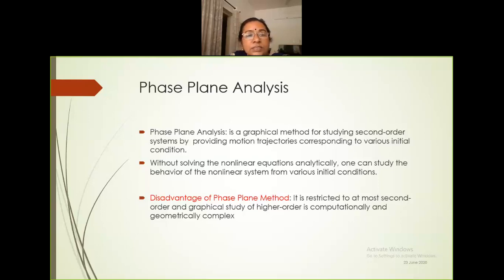The only disadvantage of the phase plane method is that it is restricted to at most second order systems. Suppose you want to analyze a higher order system, you need to approximate it to a second order system. Then only can you apply phase plane analysis. So that is the main disadvantage. Why is it a major disadvantage? Because the graphical study of higher order systems is computationally and geometrically complex. So it is limited to second order systems.